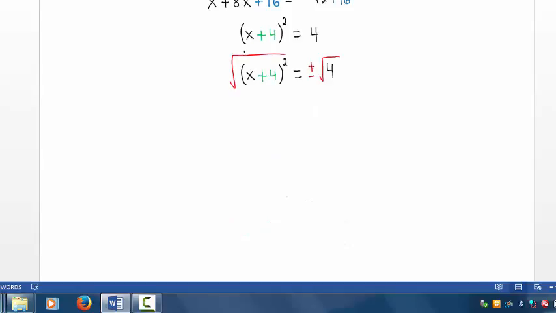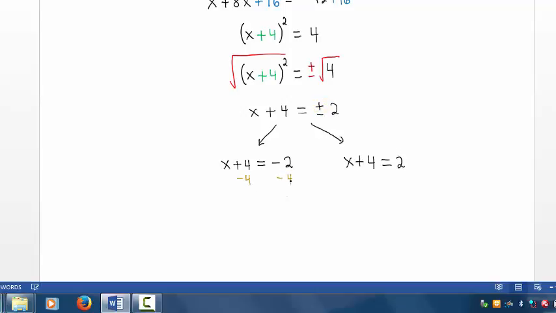Now the square root of this square gives us simply x plus 4. That is equal to plus or minus 2. Because 2 is the square root of 4. So we have two equations to solve. We have x plus 4 equals negative 2, and we have x plus 4 equals positive 2.